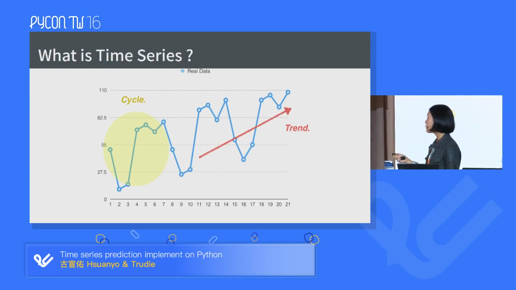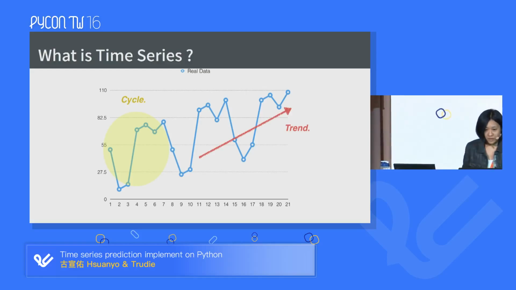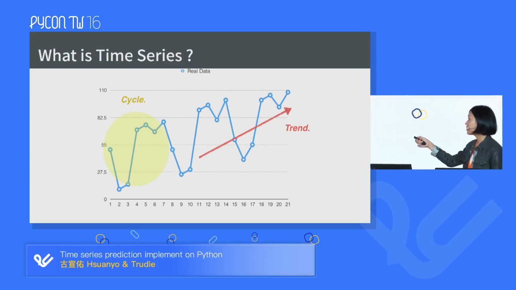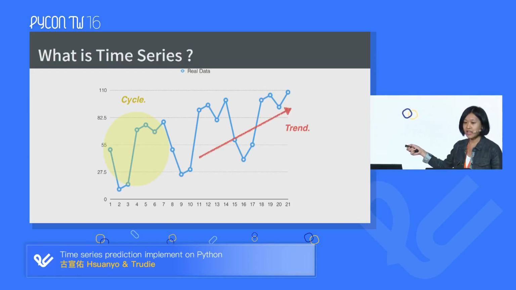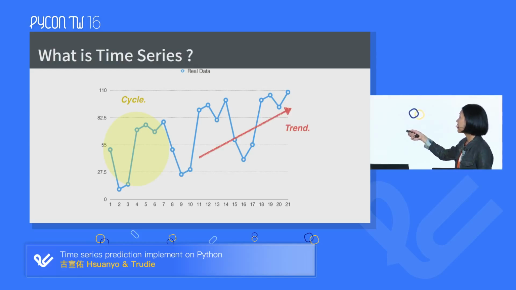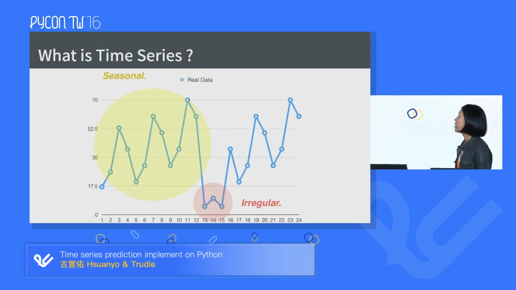And cycle is cyclic fluctuation. You can see the peak and valley pattern appear again and again, and it is usually accompanied with the long trend. Seasonal is similar to the cyclic, but its repeat period is only 1 year and associated with natural events. And irregular is, aside from the 3 parts, the remainder.